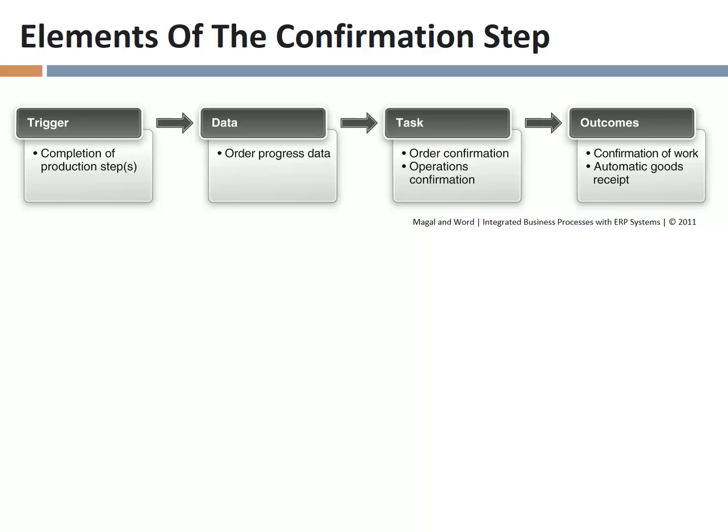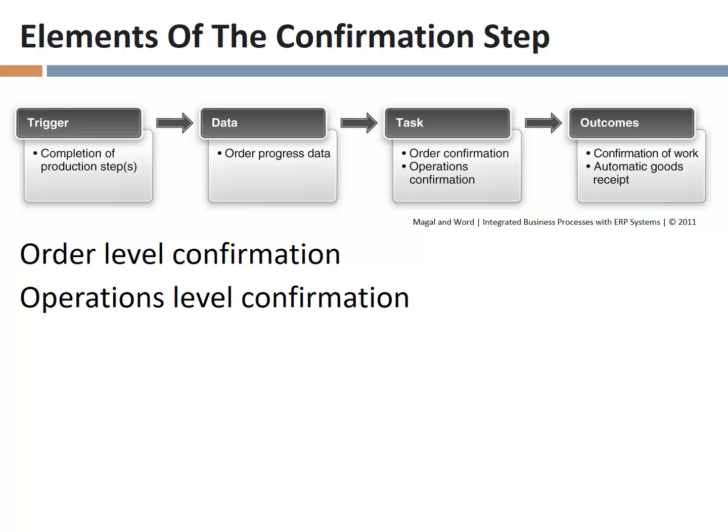All right, so now we do the production. What is actually going to happen here is there are two levels of confirmation. When we are done, the entire production order is going to be confirmed. So there's going to be somebody whose job it is to say, you asked us to make 15,000 bicycles, we made 15,000 bicycles. And that is the production order level confirmation.